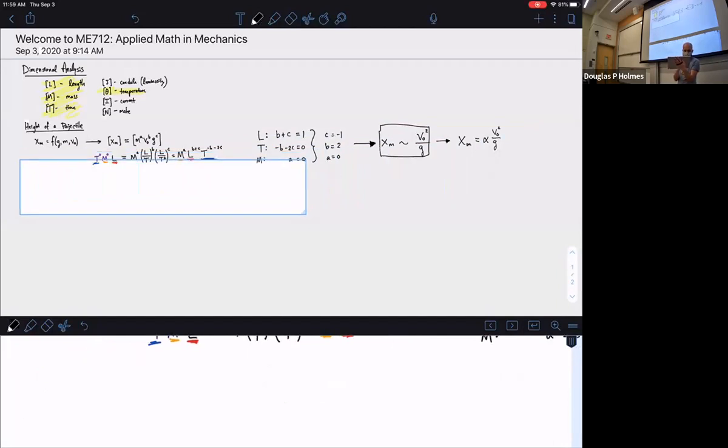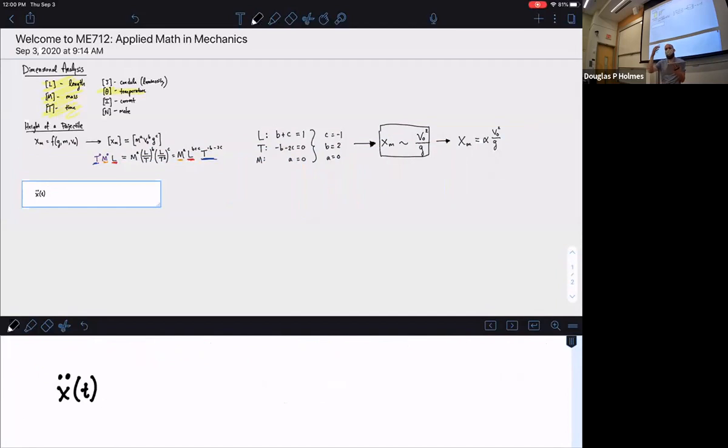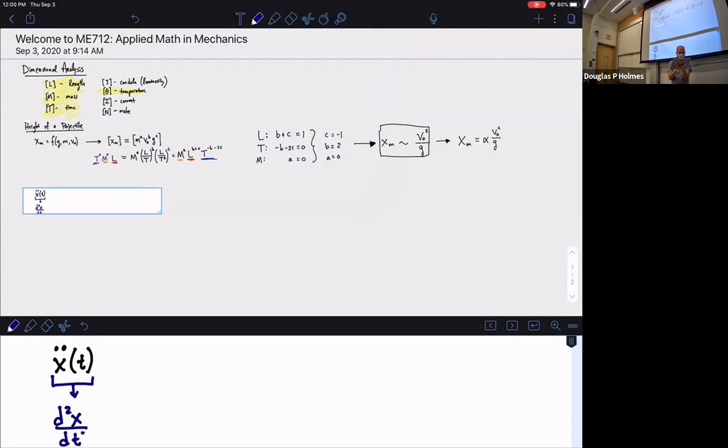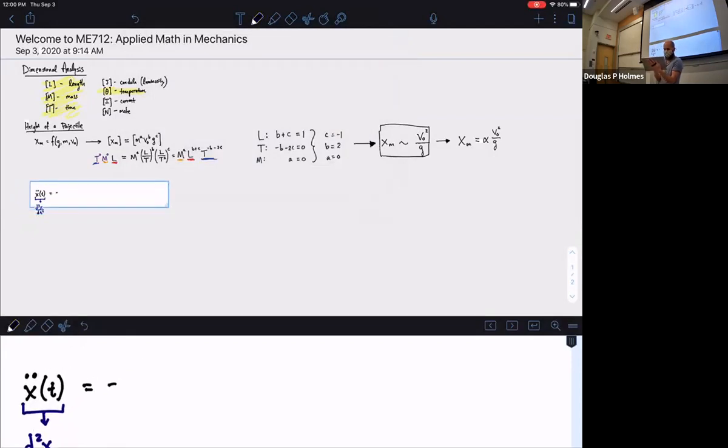It should look like x double dot of t, where the over dot is simply saying that we're looking at the time derivative. So this means d squared x by dt squared. So it's the second derivative of x with respect to time. This is going to be equal to negative g R squared, where R here is the radius of Earth, times one over (R plus x) squared.